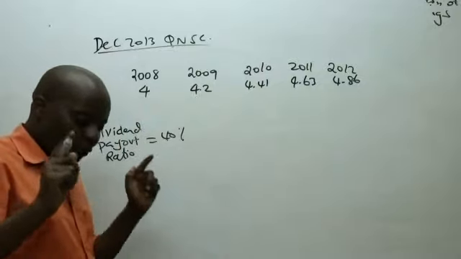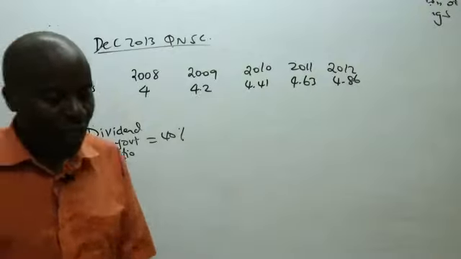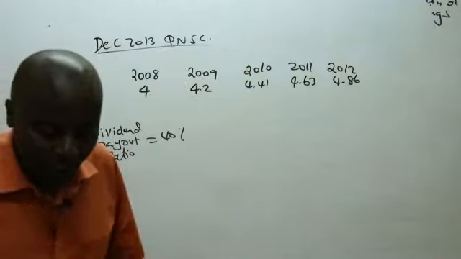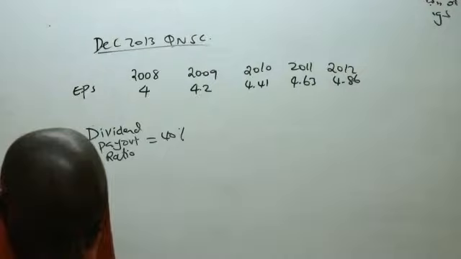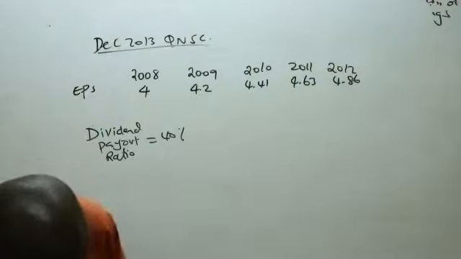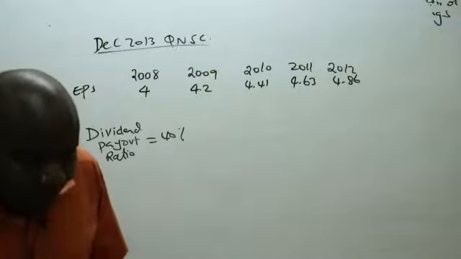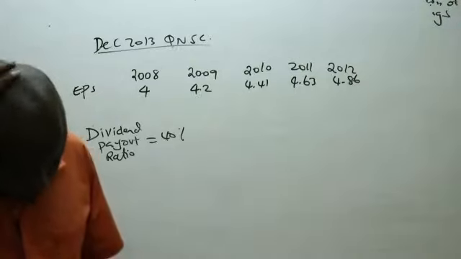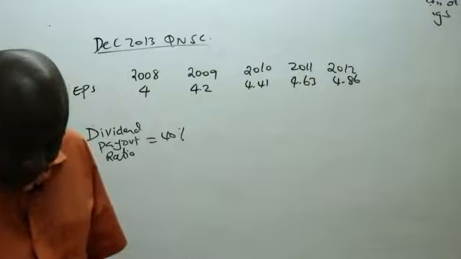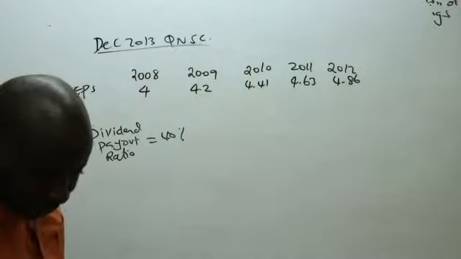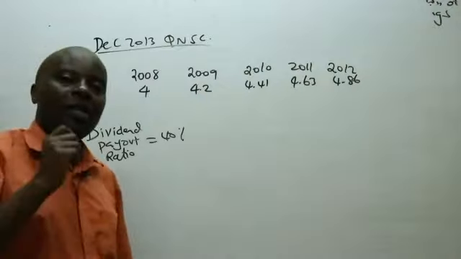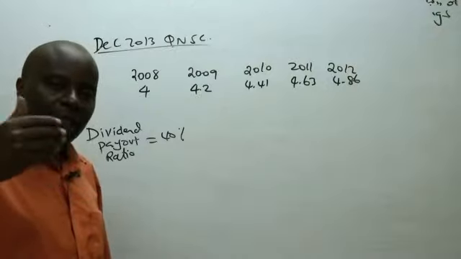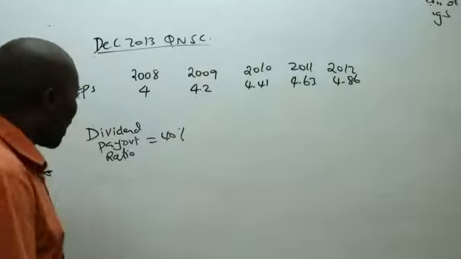Could you kindly give us the formula of dividend payout ratio? I'm waiting for you great people to give us the formula. Babino, welcome to give us the formula. I know you guys know. Dividends are normally paid out of our earnings.